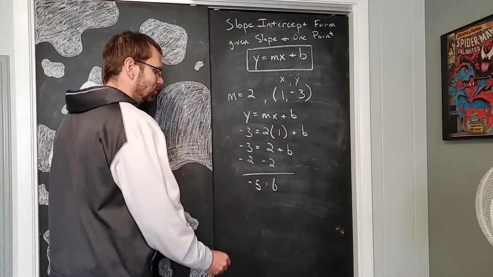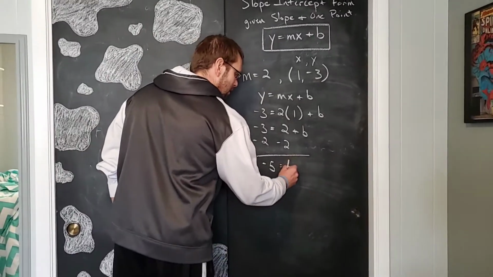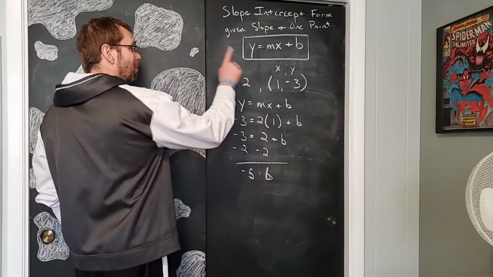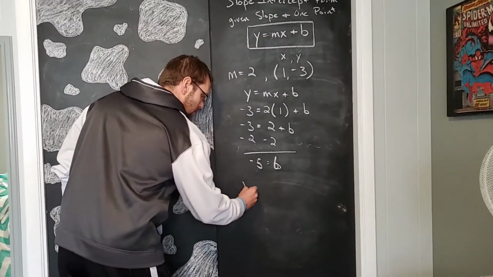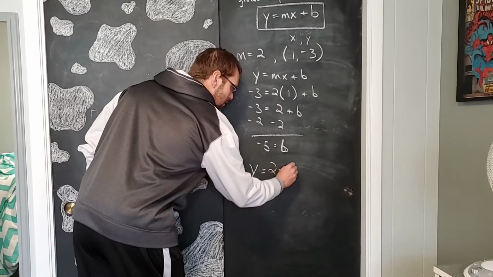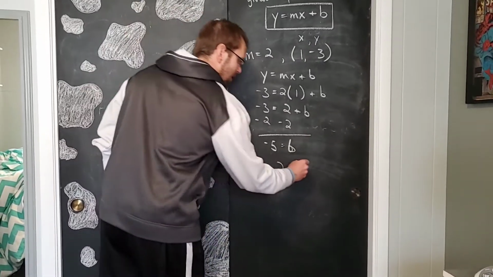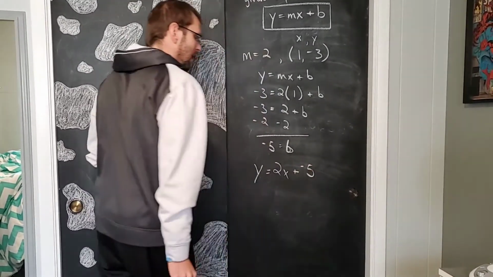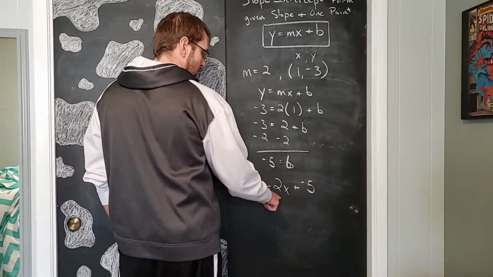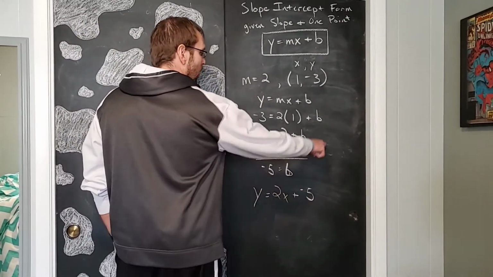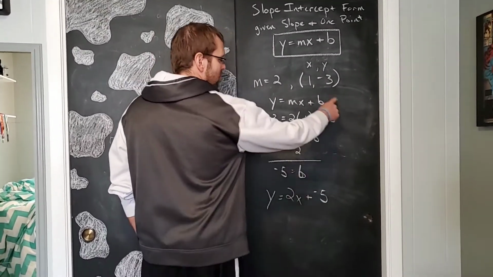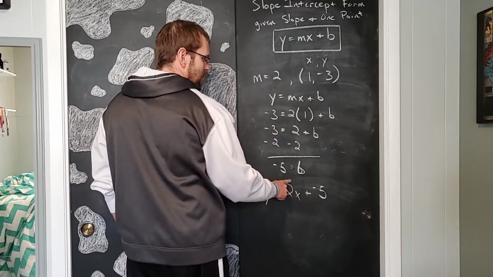So here's what I have. I've got b equals -5, and I already know what m is. So my answer for this is y equals 2x plus -5, or 2x minus 5, which is the same answer. Now look what I did there. I took my m, put it in for m, and when I found b, I put it in for b. This is the time-consuming step today.